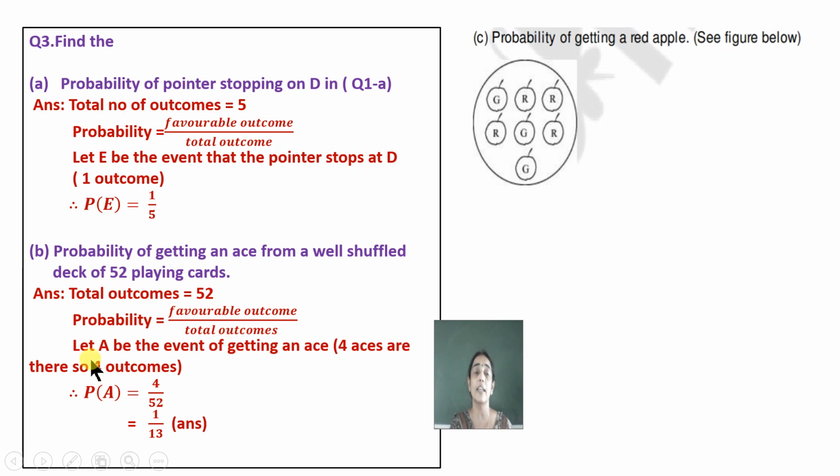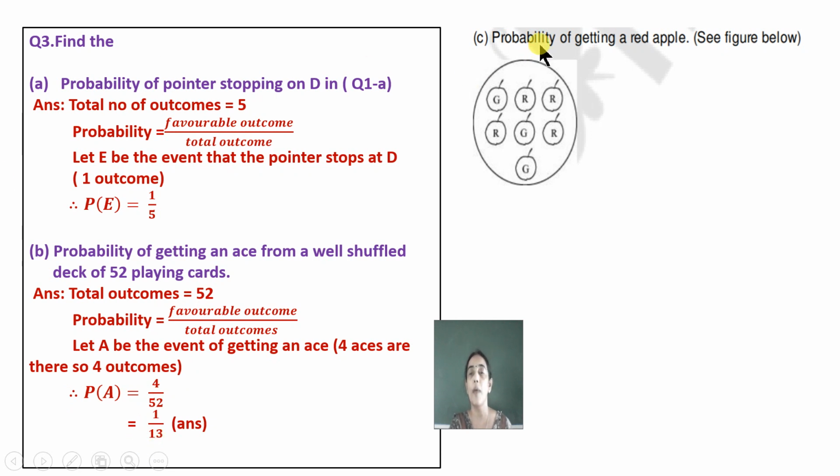And third thing is we name the event. Let A be the event of getting an ace. How many aces are there? There are 4 aces, and so there are 4 favorable outcomes. So therefore P of A is equal to 4 upon 52, which is equal to 1 upon 13.